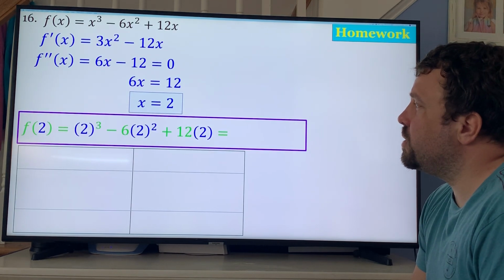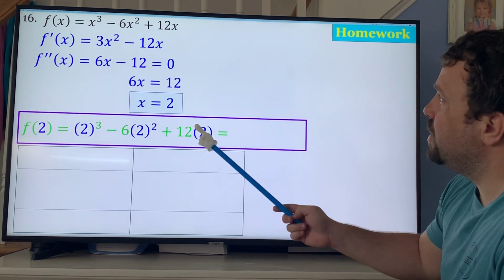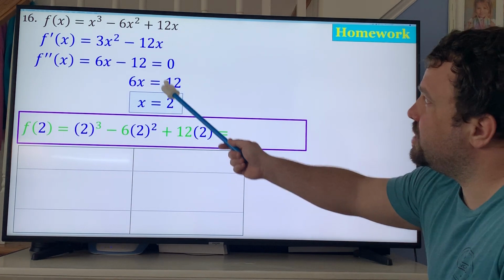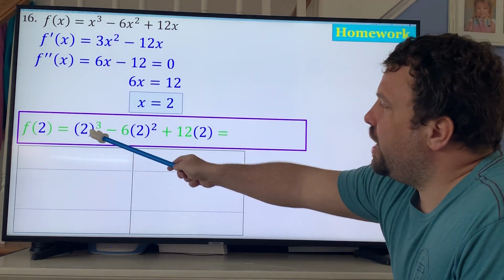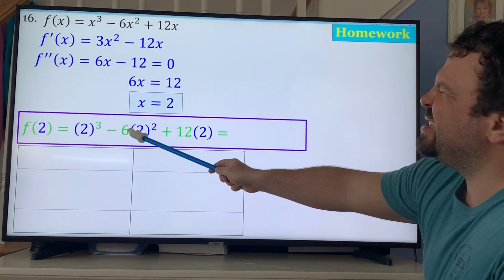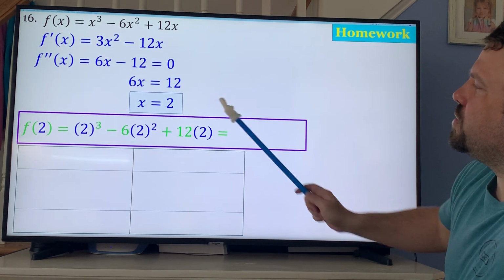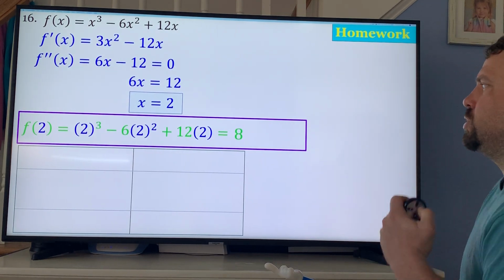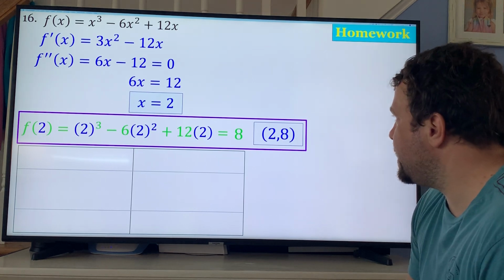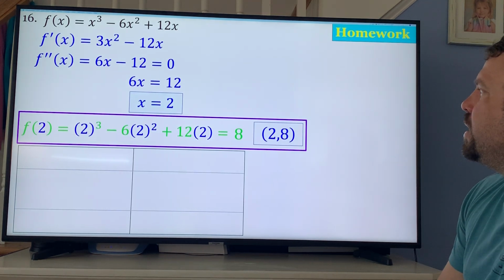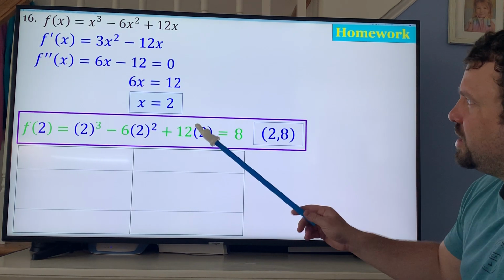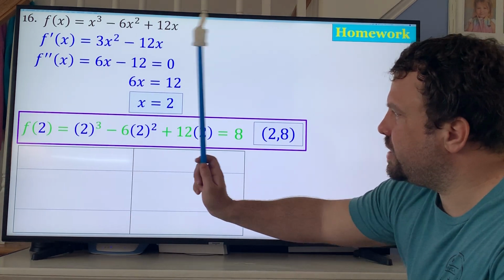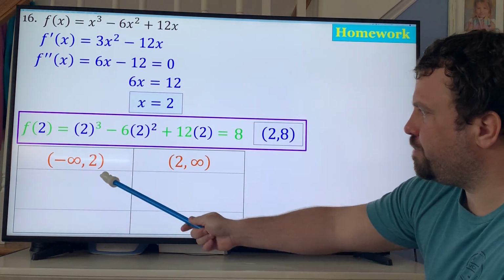All right, so I want to find the point of inflection. The way to find the point of inflection is I take this 2 and plug it into the original equation. 8 minus 24 plus 24 is 8. Yes. And you get (2, 8) as an answer. There we go, good. So that's my point of inflection. Let's find the intervals from negative infinity to 2 and from 2 to infinity.